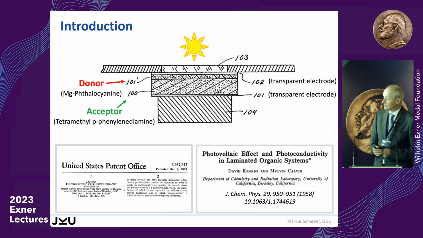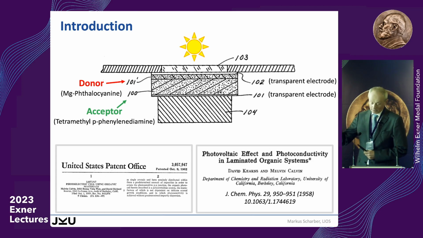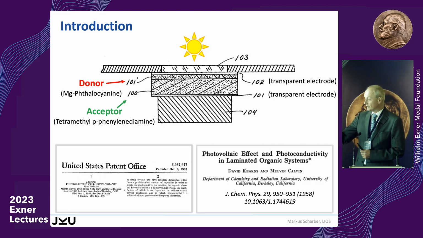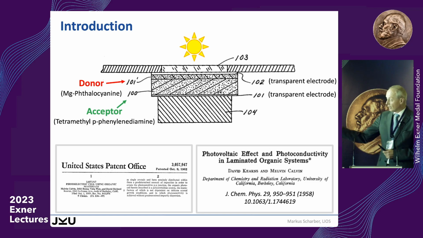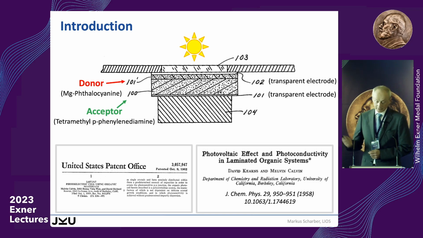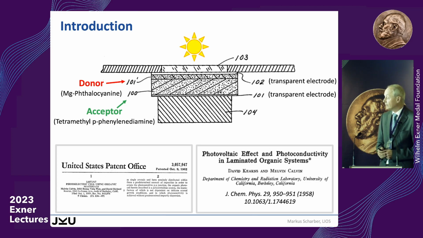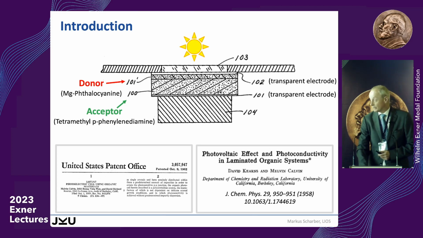On the left-hand side, it's the issued patent. It's very, very interesting, because if you read this, it's a long time ago, but many, many features we have in organic solar cells today are already described in this patent. And on the right-hand side, this is the reference, or the title of the paper, published a little bit earlier in 1958, where they describe for the first time the structure.